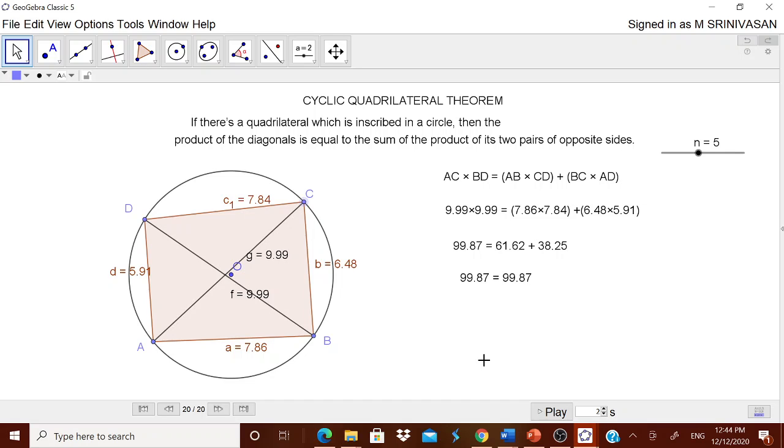Okay, therefore, by this particular worksheet, a child can understand what the cyclic quadrilateral theorem is and they can understand the relation between the product of the diagonals and the sum of the products of the two pairs of opposite sides.